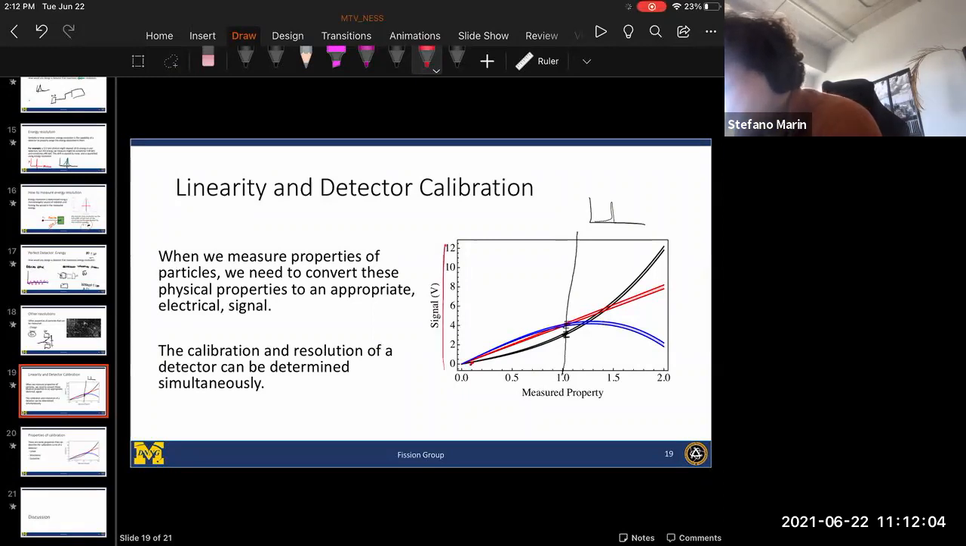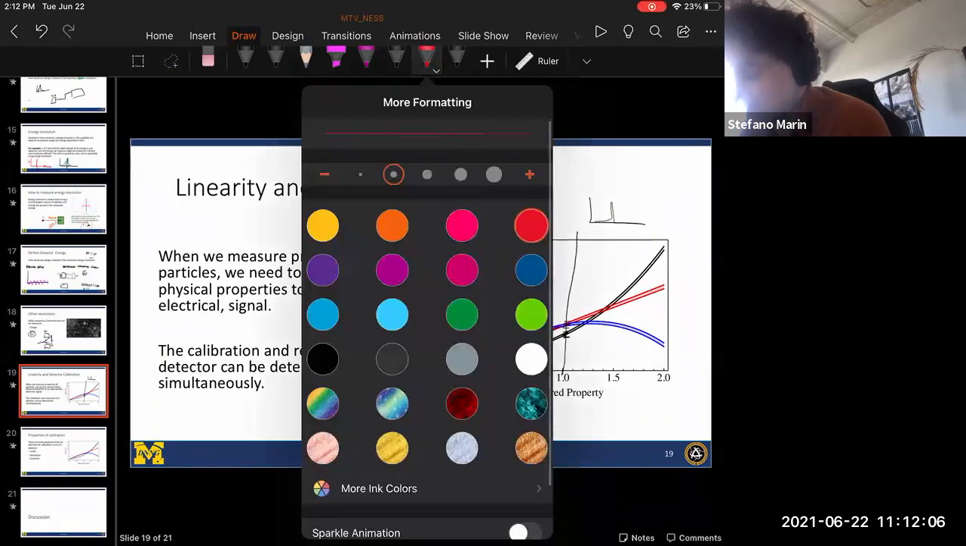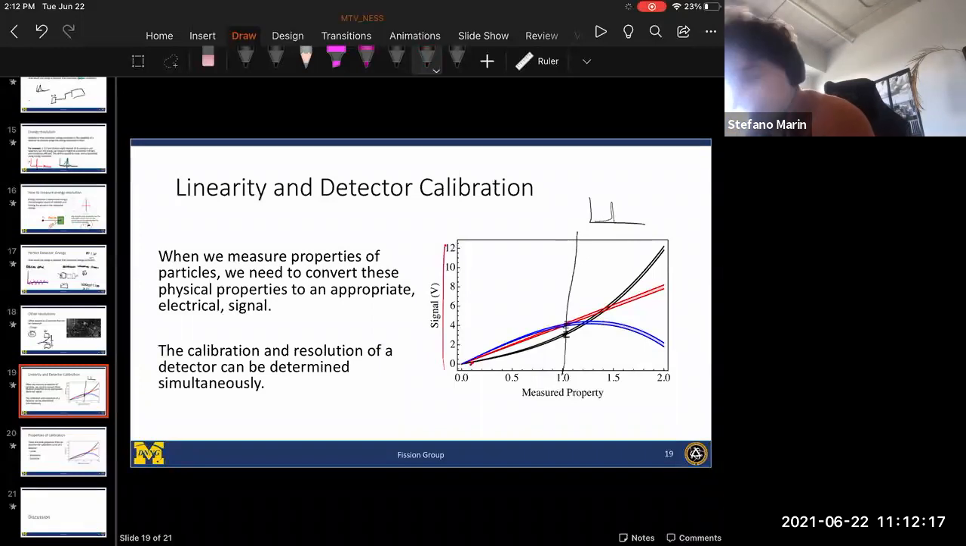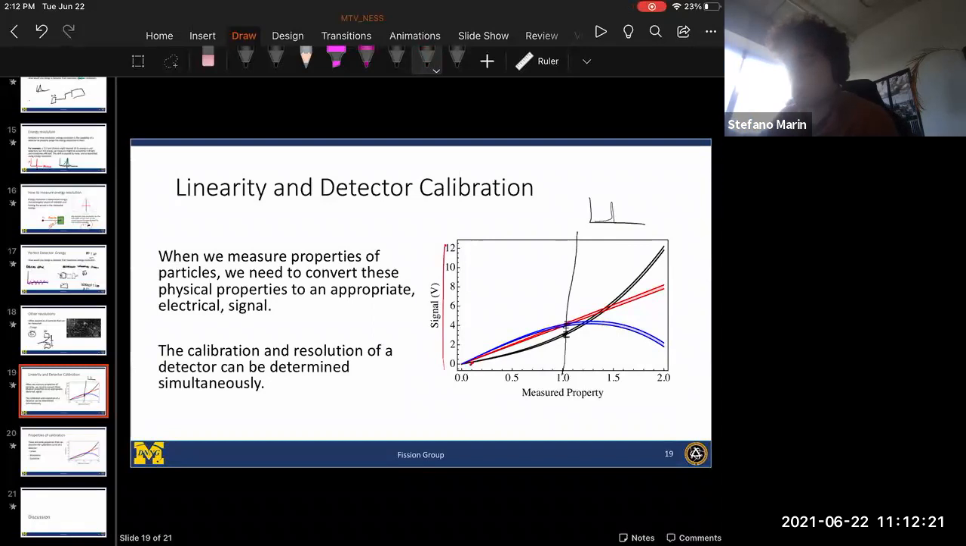Now, there is a second type of detector which is still usable. In that case, it would be the black line here. You see that it's not linear anymore. As you increase the measured property, let's say the energy, you get more and more out of it in a non-linear way, such that when the energy is doubled, for example, you don't get twice the signal, but you get maybe 4 times the signal or something like that.